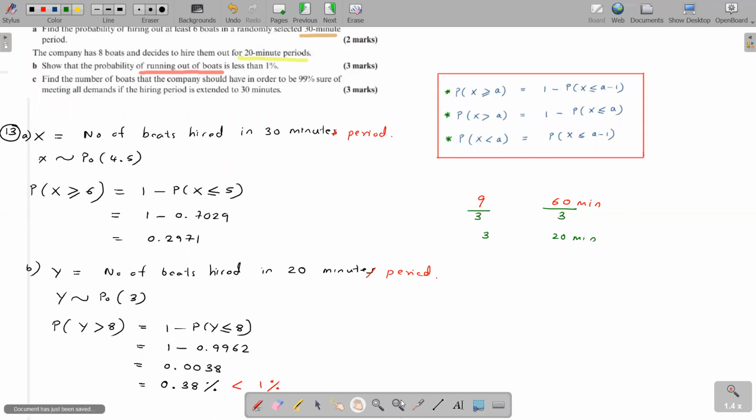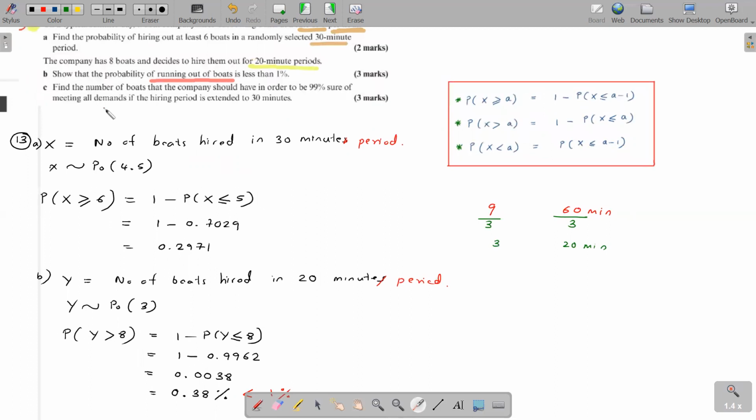All right. I hope that part is clear. Okay, so moving on to part C, the last part. Find the number of boats that the company should have in order to be 99% sure of meeting all demands if the hiring period is extended to 30 minutes.